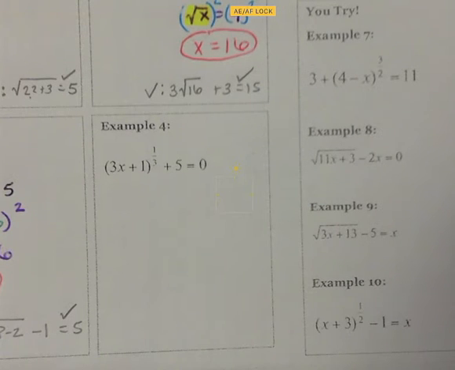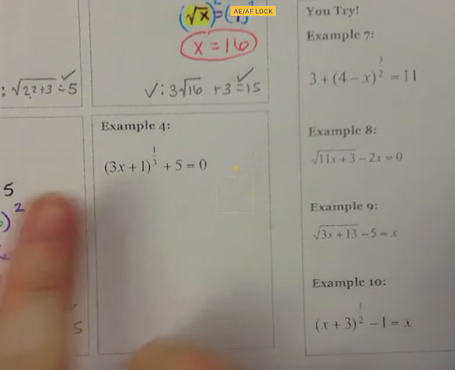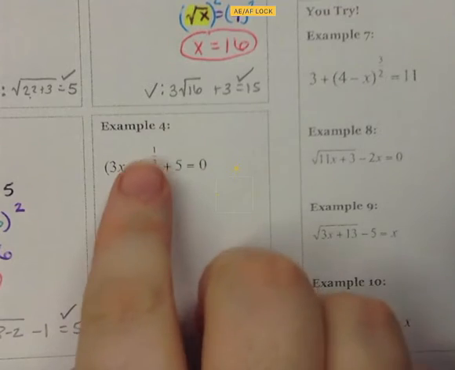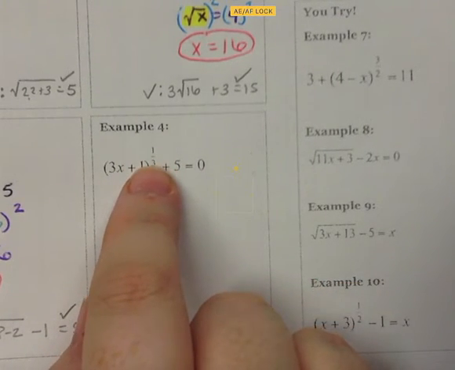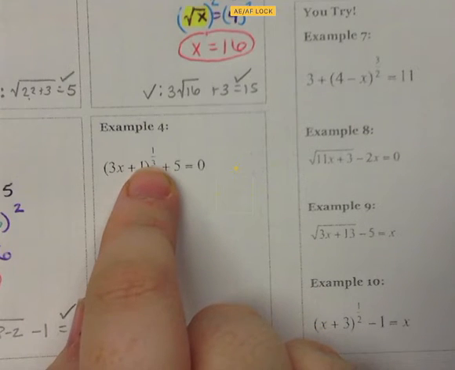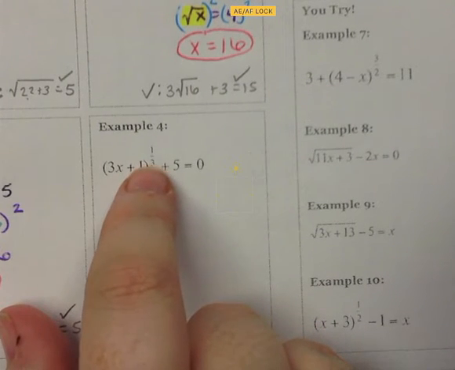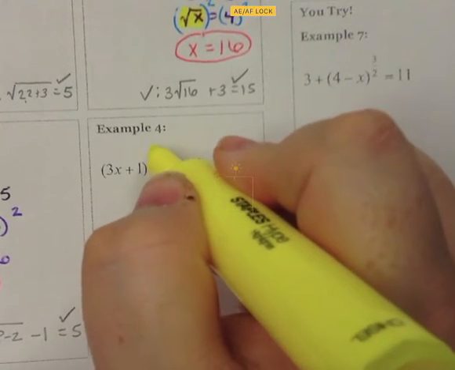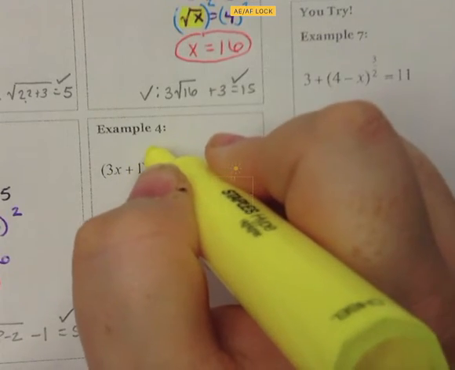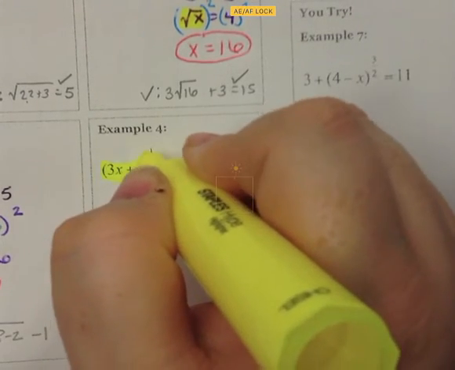Example 4, we need to isolate our radical, but in this case we don't have a radical, but we do have a fractional exponent. And if you remember from previous notes, we have talked about that a fractional exponent can be turned into a radical. So I actually have to highlight the exponent and everything it's attached to. It's attached to the parentheses. So I'll highlight all that.